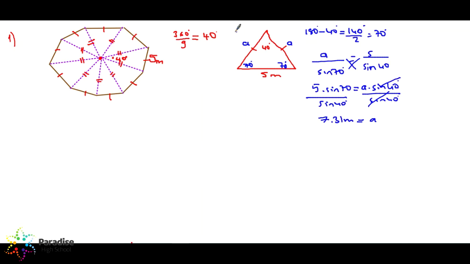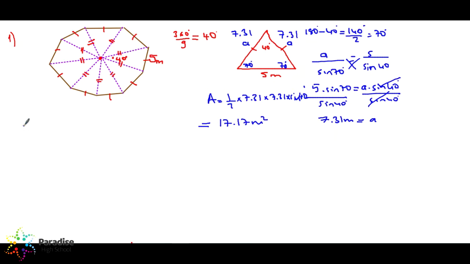So if this is 7.31 meters, both of them are equal, 7.31, then the area of this triangle will be 1 over 2 times 7.31 times 7.31 times sine what? Sine 40. So we multiply by sine 40 and divide by 2, which gives 17.17 meters squared.